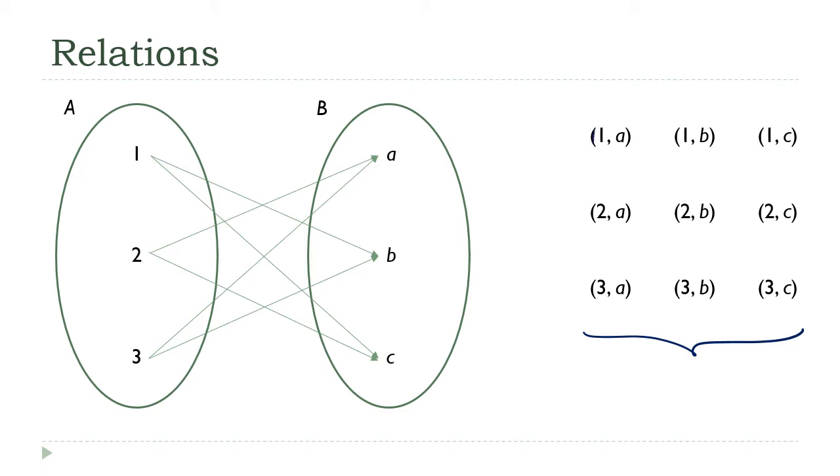We don't have a pairing between 1 and A. We don't have a pairing between 2 and B. And we don't have a pairing between 3 and C. So these 6 points, 6 ordered pairs that are left here, these would represent this particular relation.